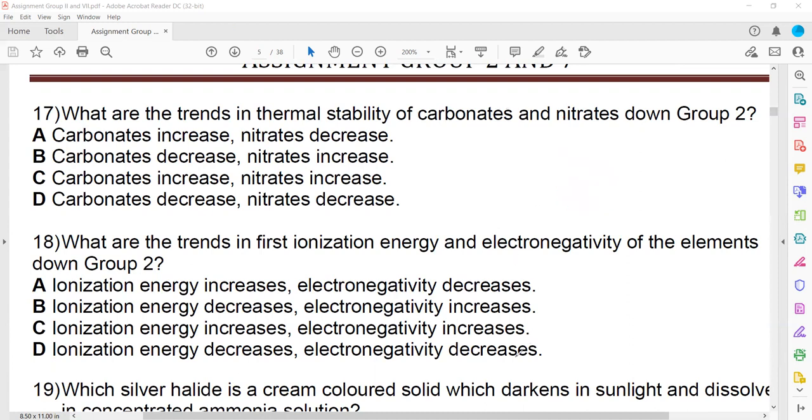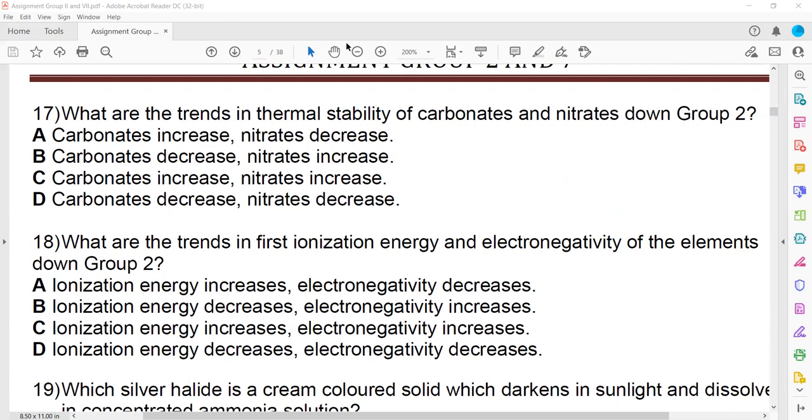So even if it is carbonate, sulfate or nitrate, the thermal stability, which means the temperature at which they break down or decompose, as we go down, increases for all. Even with hydroxide, you will also mention it increases.